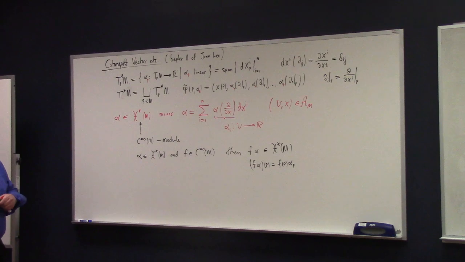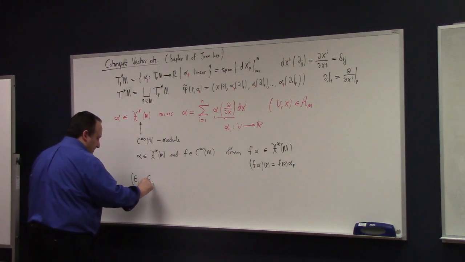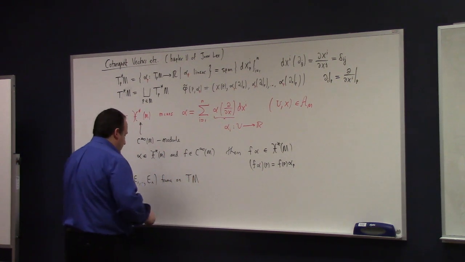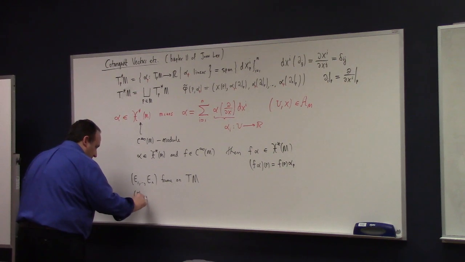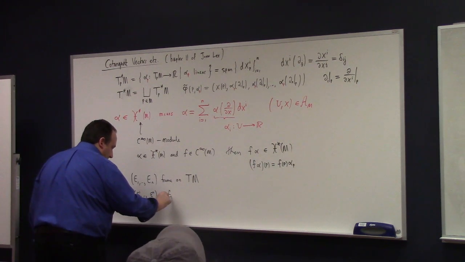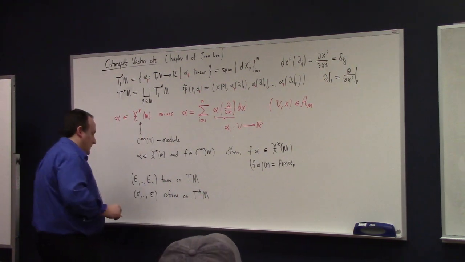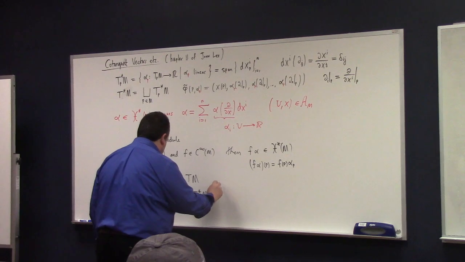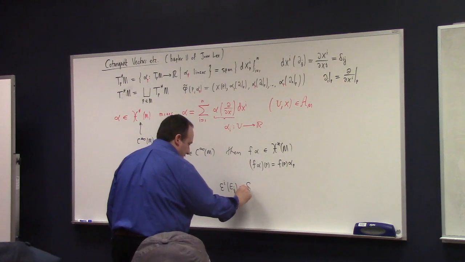You can also talk about frames, dual frames. So if you have a frame E1, ..., En on, let's say, TM, then you can talk about a coframe epsilon upper 1, ..., epsilon upper n on T star M. And if the coframe is dual to the frame, you need the following condition: epsilon upper i acting on E sub lower j is equal to the Kronecker delta ij.